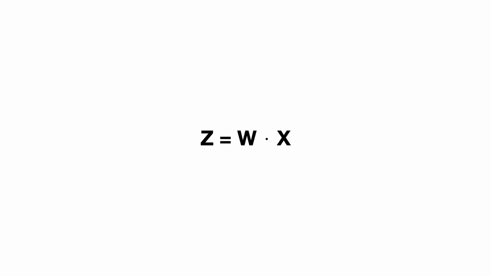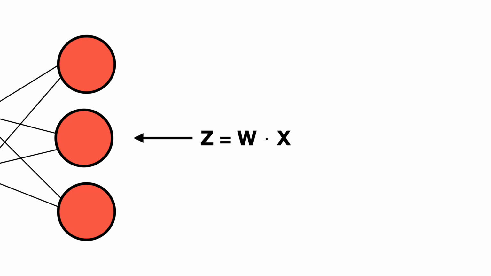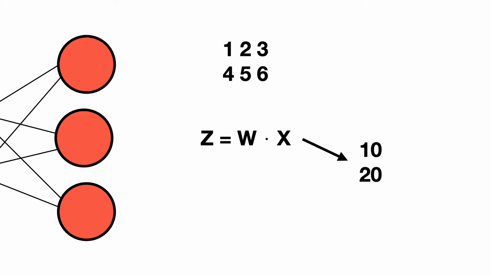To calculate the outputs, we use matrix multiplication. Let me show the formula. That is a clean notation, but what does it mean? Z is the collection of output neurons. W is the weight matrix. And X is the collection of inputs. So how do we calculate W times X?